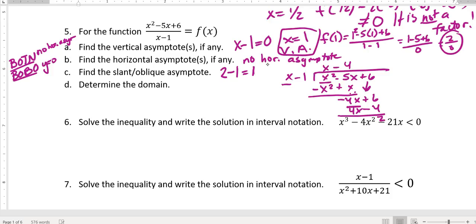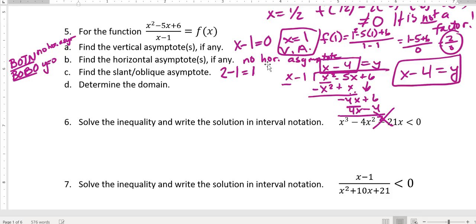Now, whatever my remainder is, I just ignore. That's how you do slant asymptotes. And instead, you take your quotient here and you set it equal to y. So my oblique asymptote is x minus 4 is equal to y.